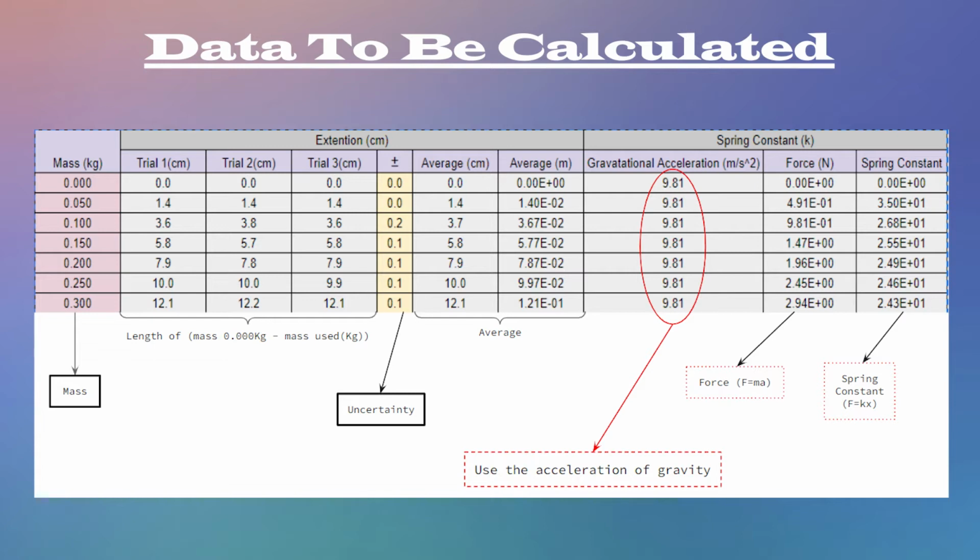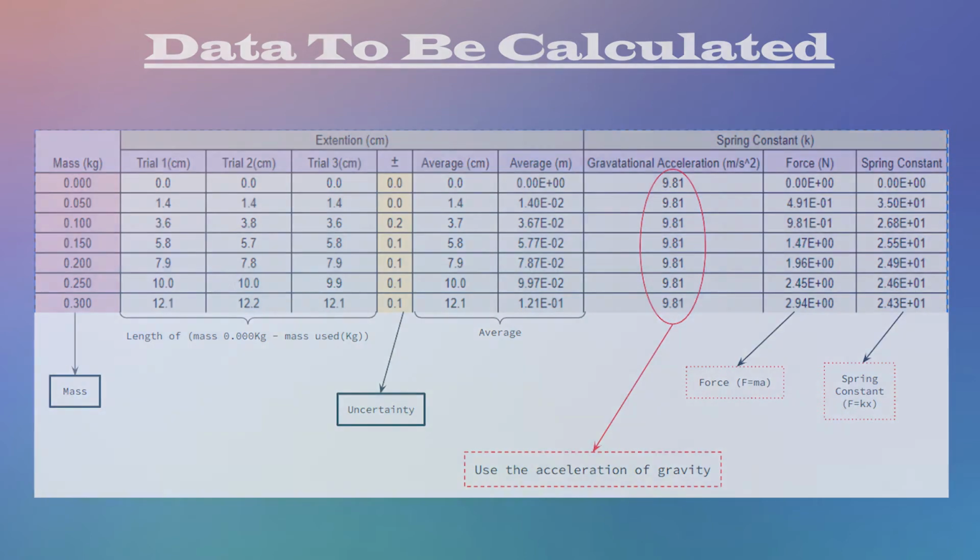The average in cm and the average in meters can be calculated by adding trial 1 to trial 3 divided by 3. As for the gravitational acceleration, you can use the acceleration of gravity, which is 9.81 meters per second squared. To calculate the force, we can use the formula F is equal to ma, where m is equal to the mass and a is equal to the gravitational acceleration. And as for the spring constant, we can use the formula F is equal to kx.